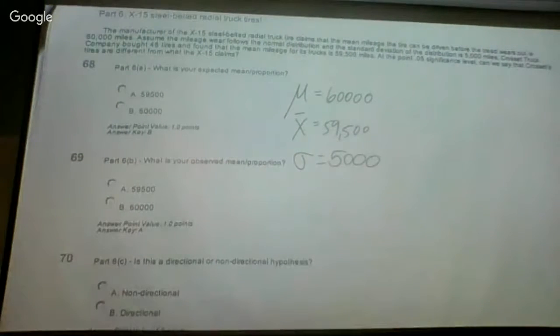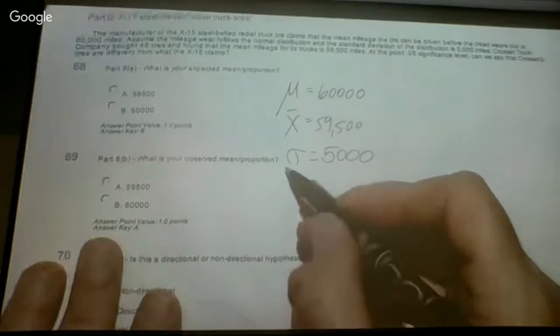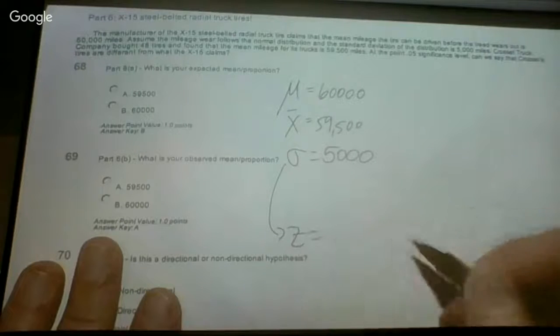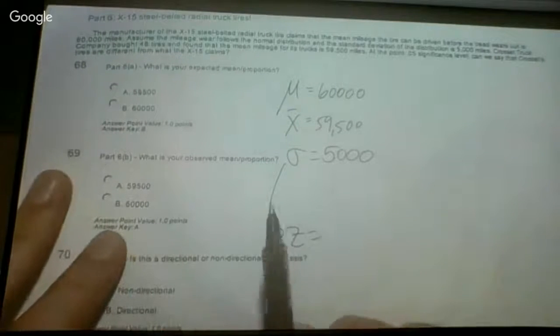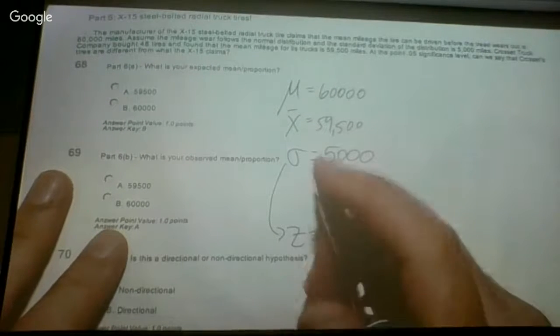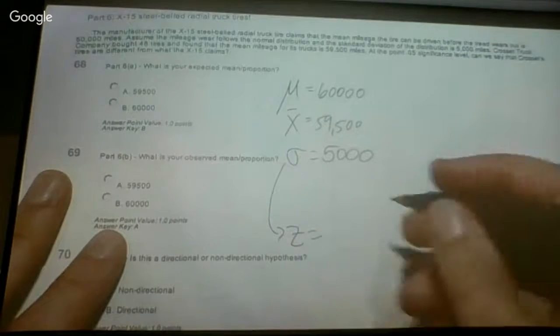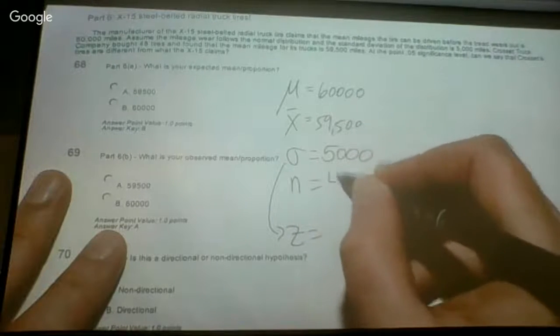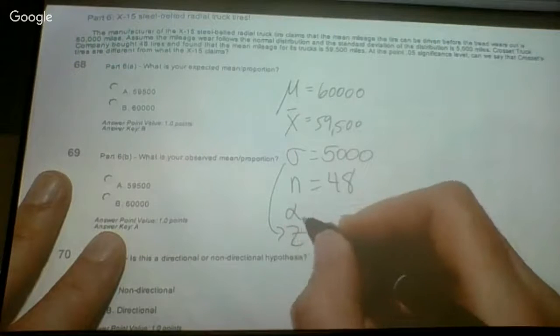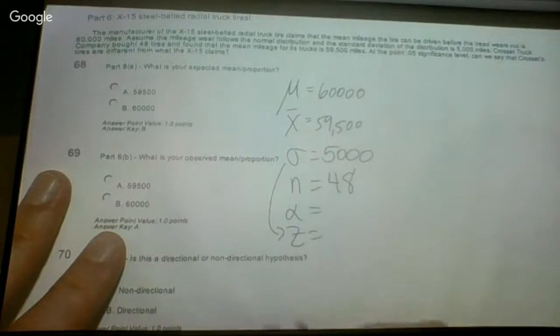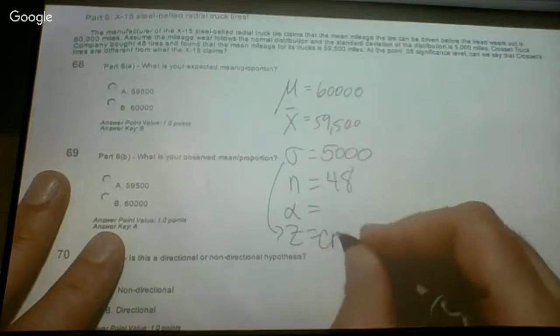But because it's sigma, are we talking about Z or T? Sigma means we're talking about Z. What's the sample size? How many tires did I look at for this one? 48. 48 tires. Do I have an alpha level? Do I have a significance level? Yeah.